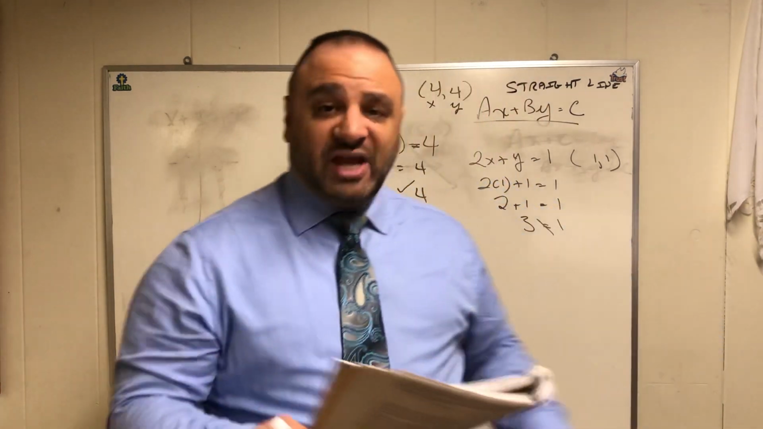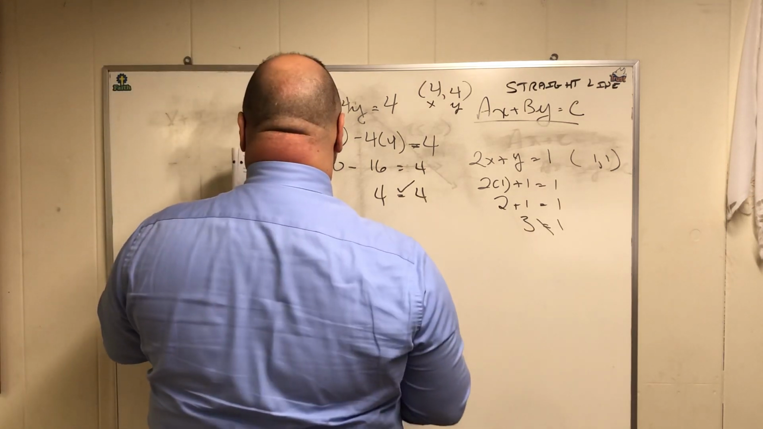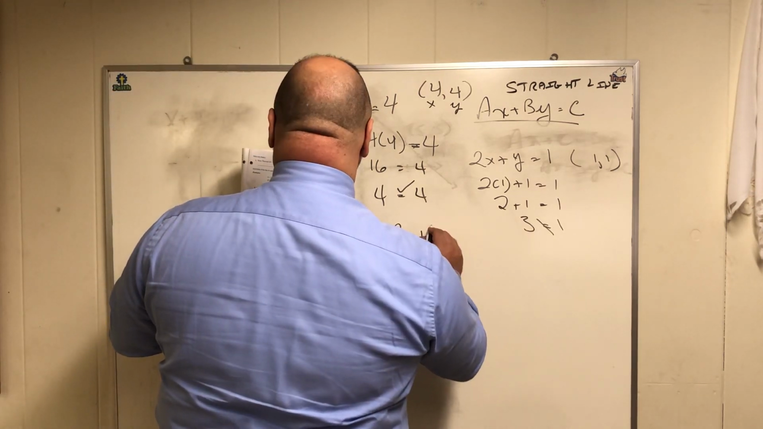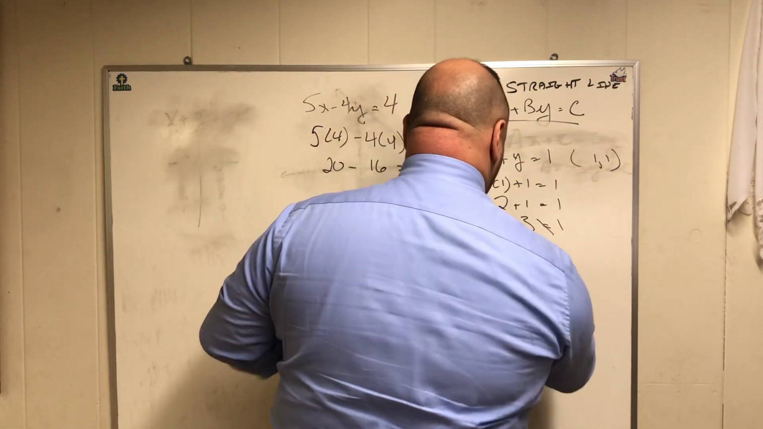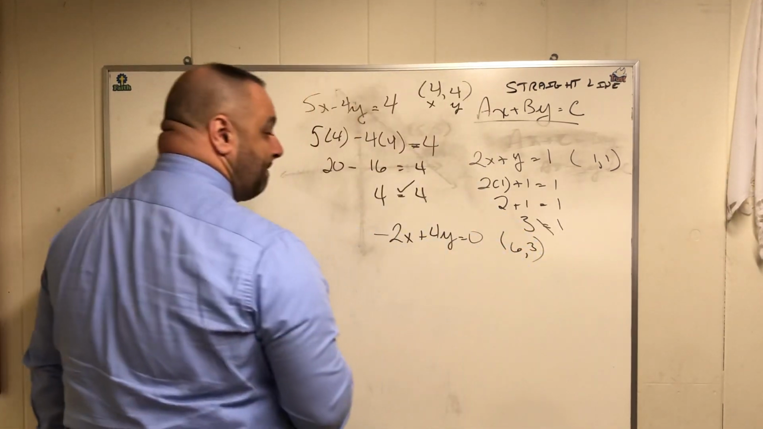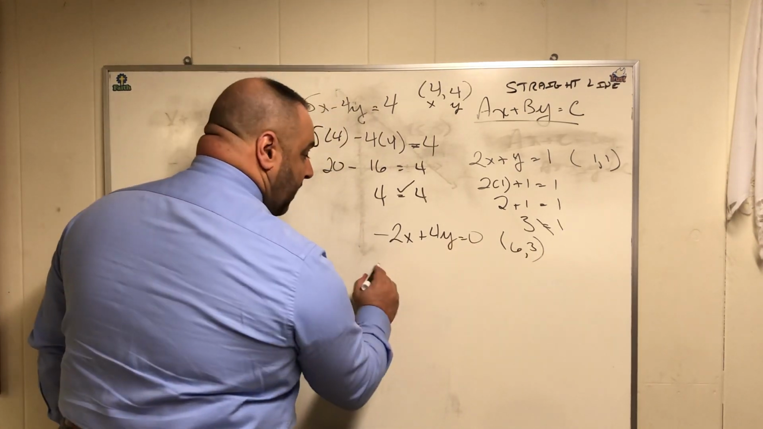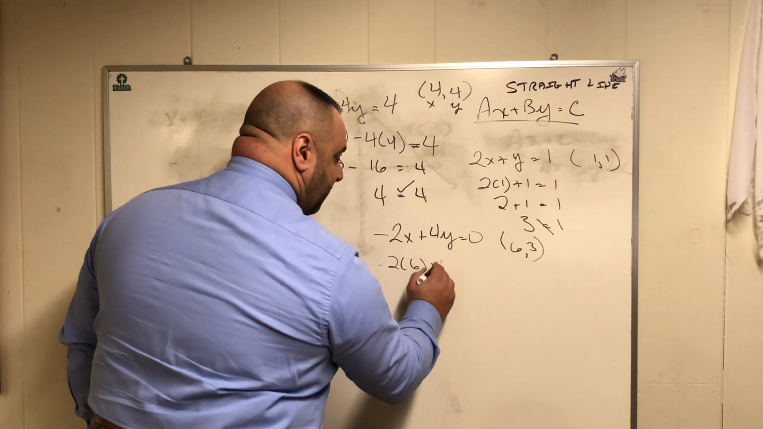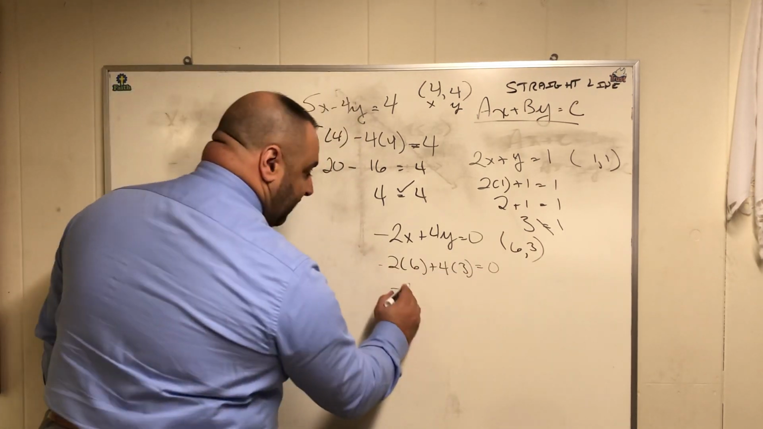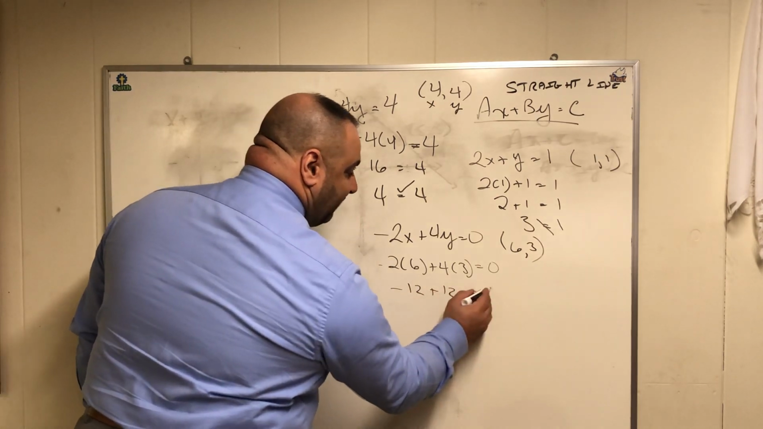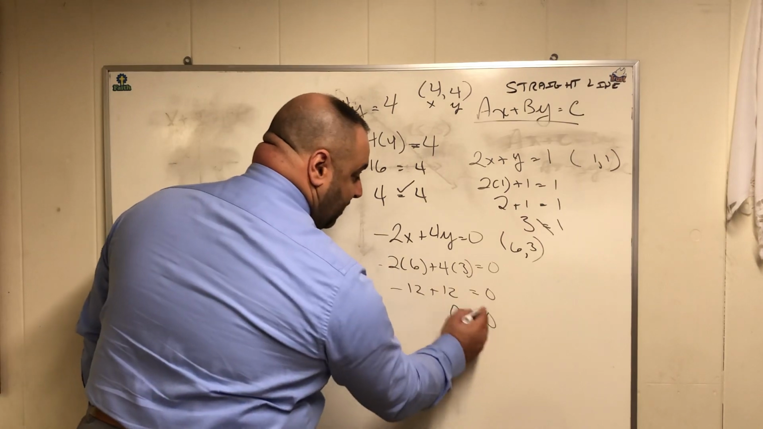Okay? Number 6. We have negative 2x plus 4y equals 0. And our coordinates are 6, 3. So let's plug these into our values. Let's see if it equals 0. Negative 2 times 6 plus 4 times 3 equals 0. Negative 12 plus 12, does that equal 0? So negative 12 plus 12 does equal 0.